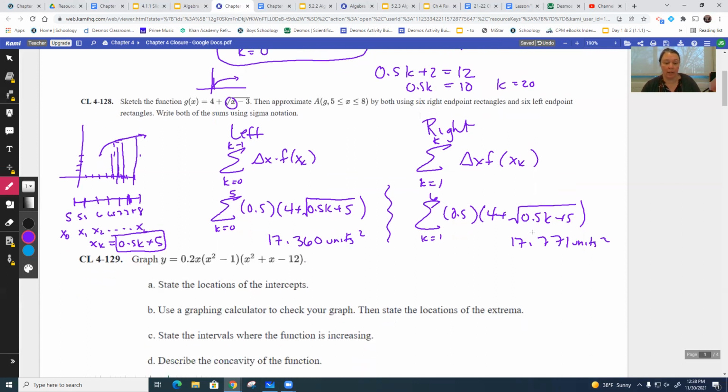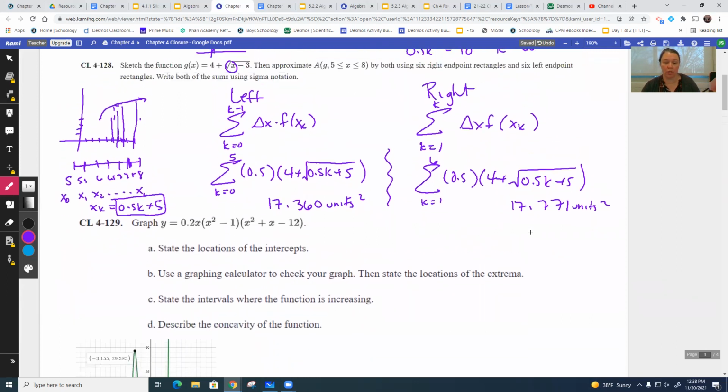All right, 129 says graph this. So we're going to just start with a sketch, and then it says state the locations of the intercepts, and then use a graphing calculator to check your answer, locate the extrema, and then the intervals when it's increasing and the concavity.